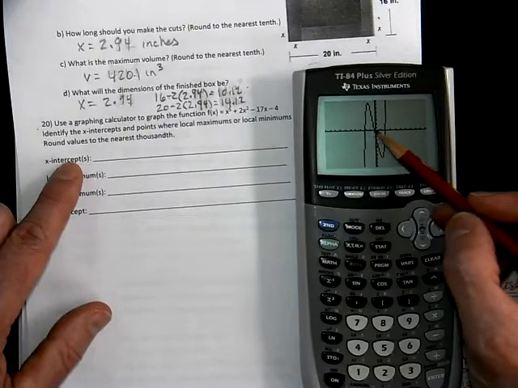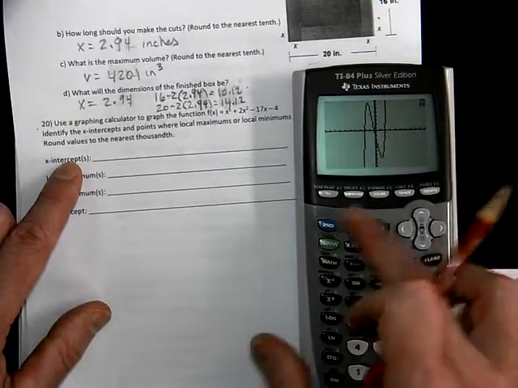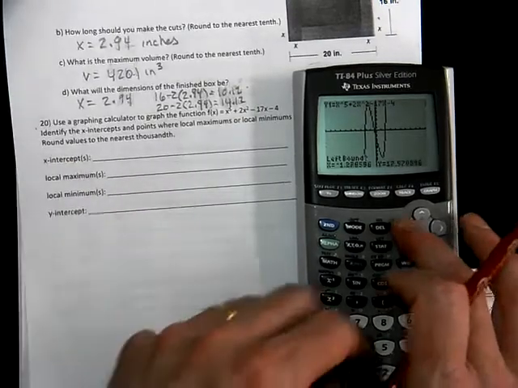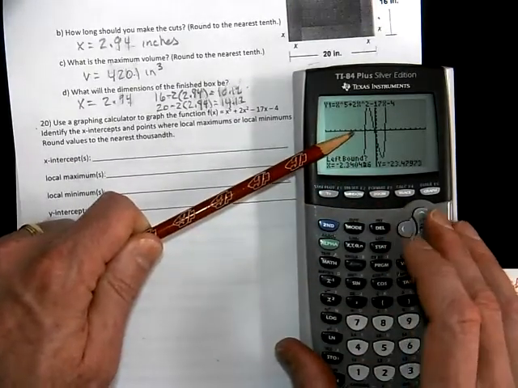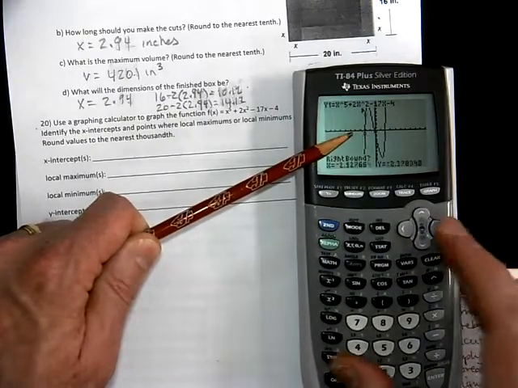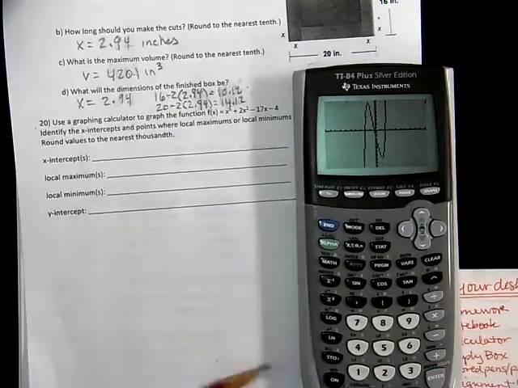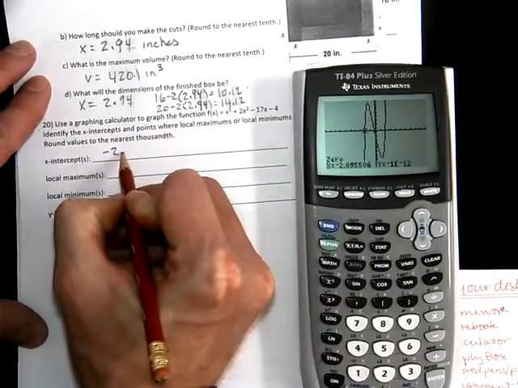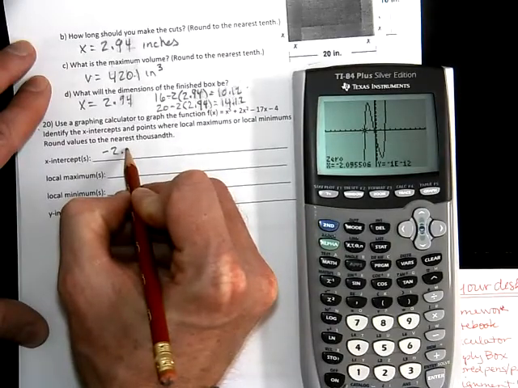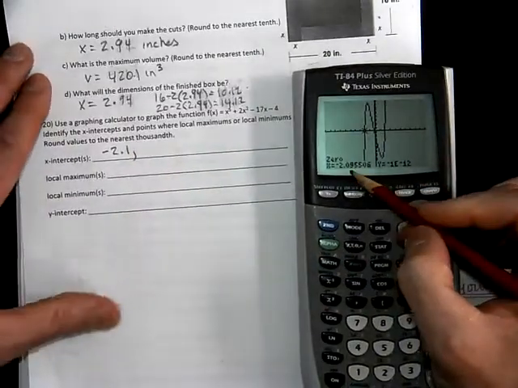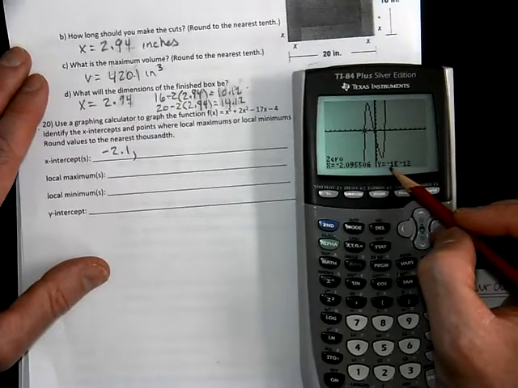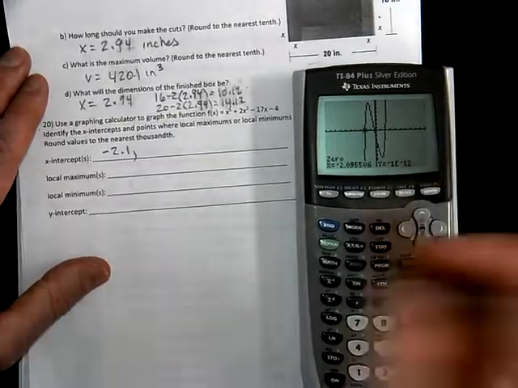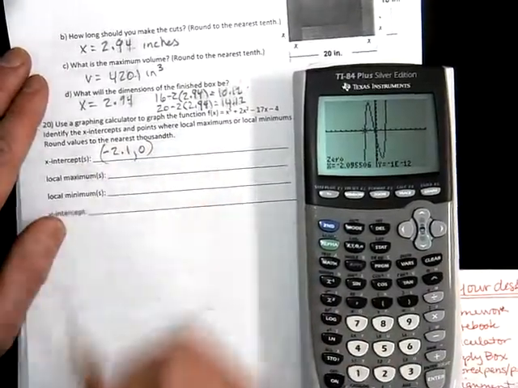So here are my x-intercepts. So second trace, go to 0. I need to be left of my answer, and right of my answer. Hit enter. So I have an x-intercept at negative 2.1 because we would round. Now this is funny. This is negative 1 e to the negative 12. This is essentially 0. It means exactly 0. It's just the way the calculator figures it out.